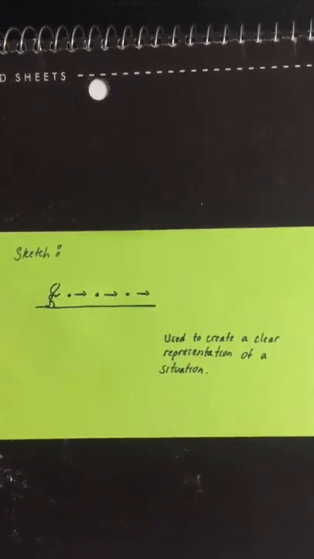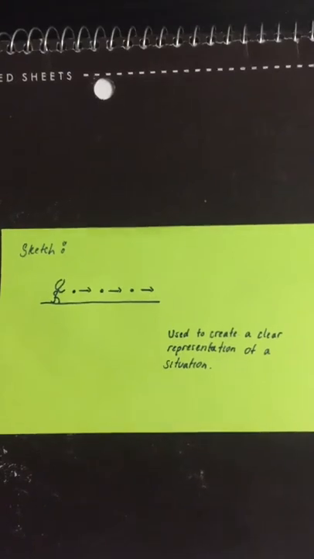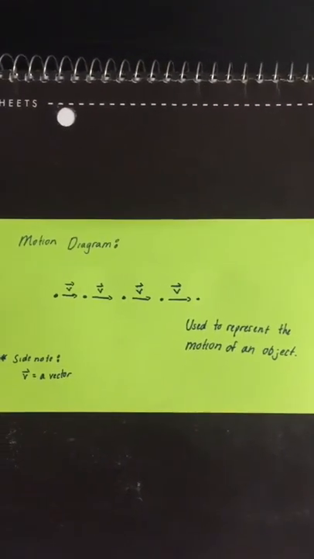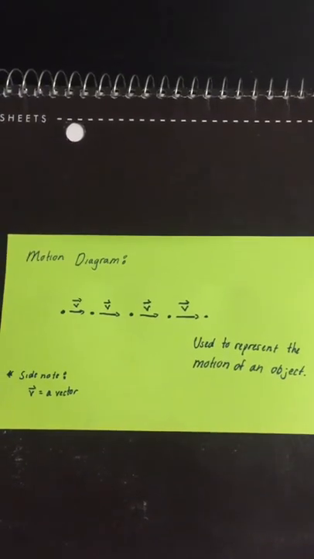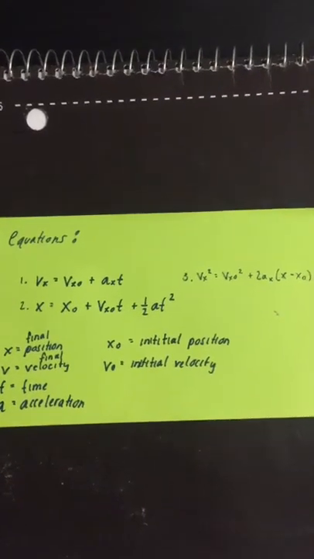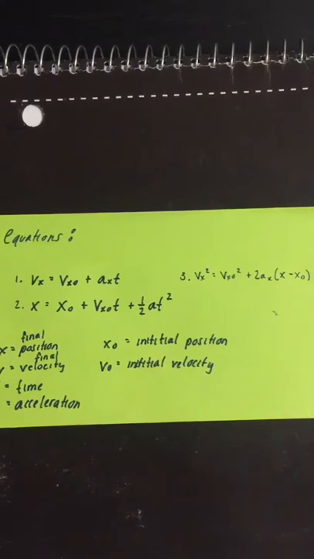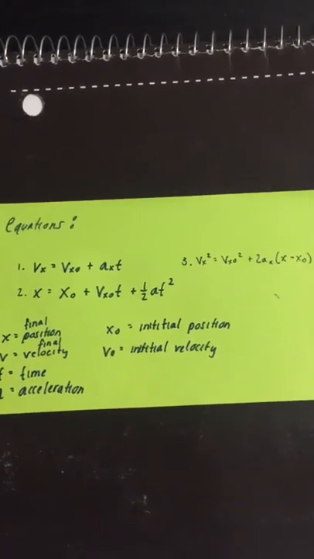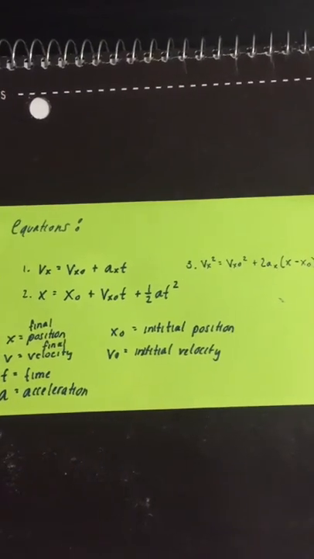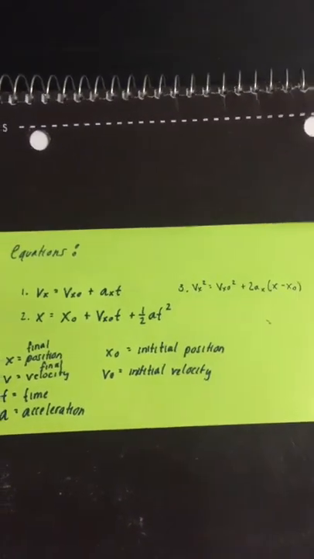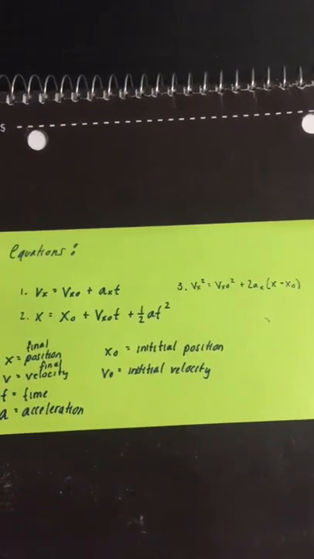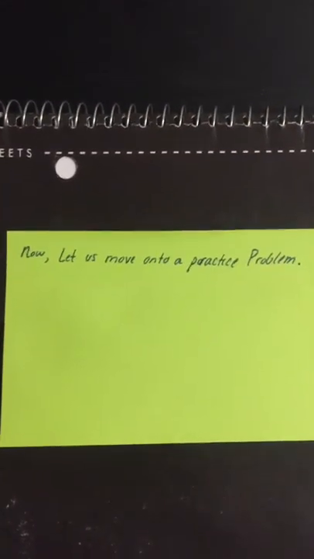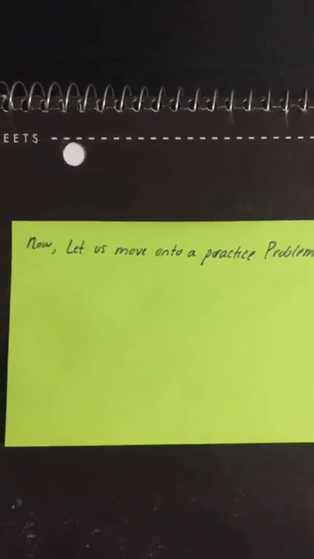This is a sketch. It's used to create a clear representation of a situation. This is a motion diagram. It's used to represent the motion of an object. These are equations you may use when solving for certain parts of a problem pertaining to motion. You can choose from any of these three equations depending on what variables you're solving for. Now, let's move on to a practice problem.